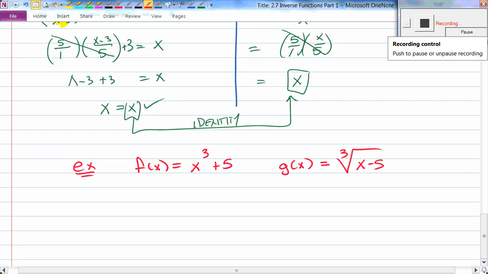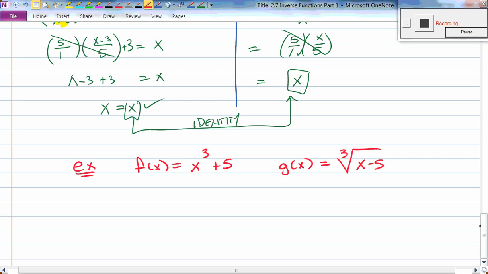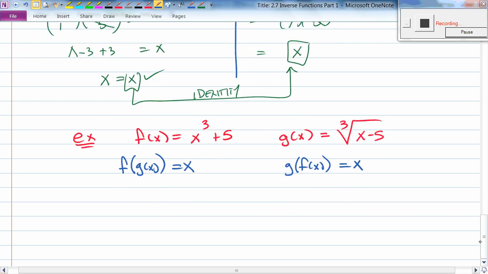Okay, so as an example, last one for the day, we're trying to prove that these two functions are inverses of each other. Okay, so we're going to check this. We're going to check f of g of x, and we want to get back x, and we're going to check g of f of x, and we want to get back x when we check these things. So this is going to be f of g of x is the cube root of x minus 5.